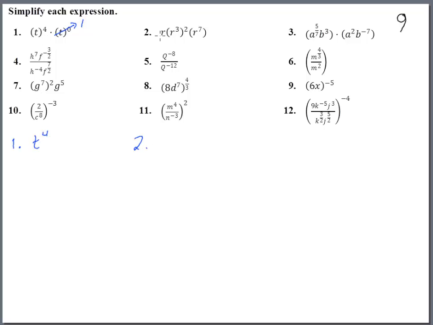Number 2, here we have r to the cubed squared r to the 7th. This is exponent to exponent, that means multiply, so we have an r to the 6th, and r to the 7th. Adding those up because we're multiplying them, we get r to the 14th power.